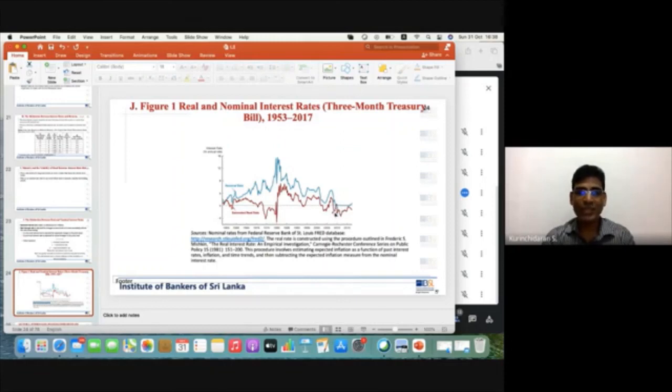Sometimes you can even see Japan and others have a negative nominal interest rate, right? Something like that. But you can see in this graph how it moves. It will always move in a similar pattern, but when the inflation is uncontrollable or an exceptional case, then you will have this kind of graph.